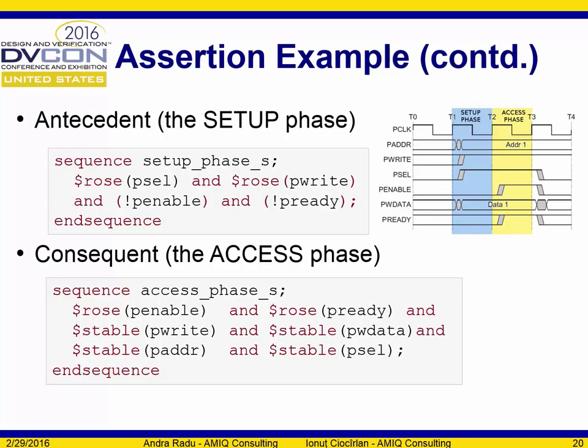Now, to build this, we will separate the setup phase and the access phase. This is good to have as sequences so you could reuse them. Let's say we will have to build another assertion, and we could just reuse the sequence for the setup phase.